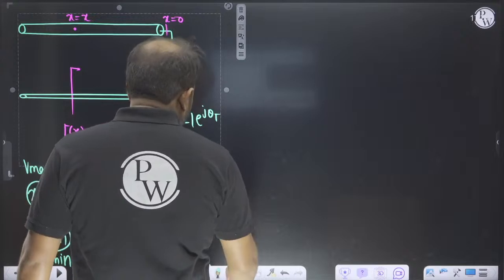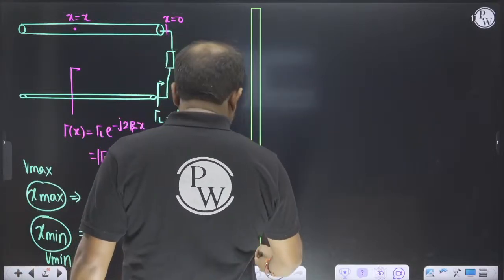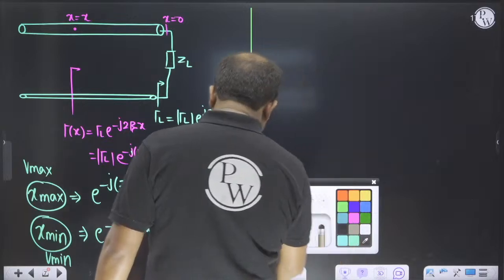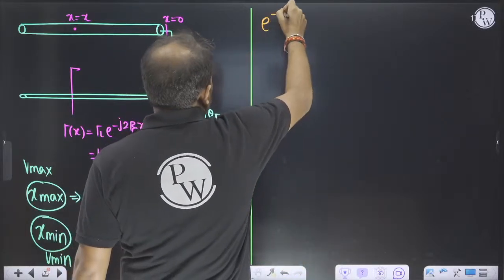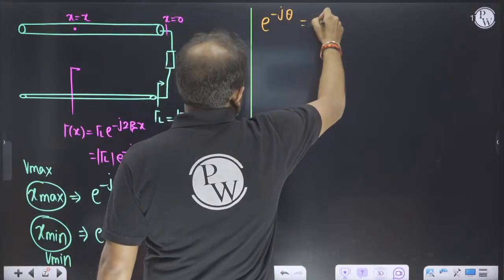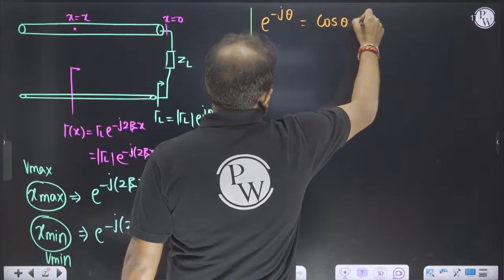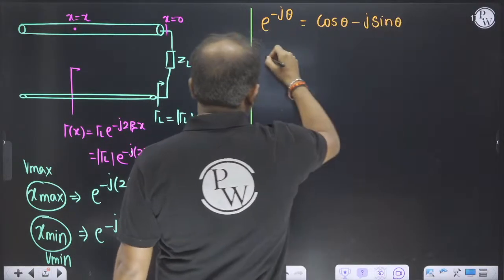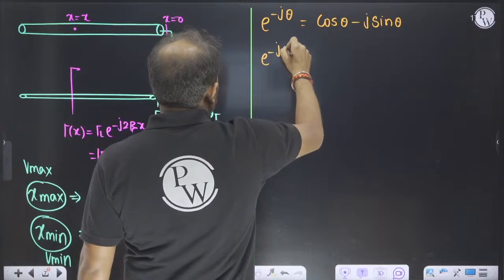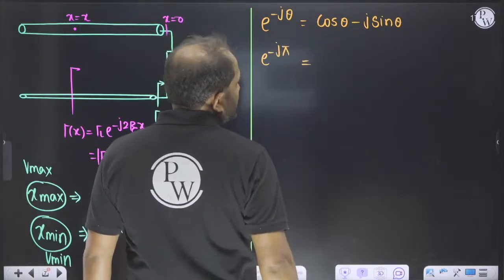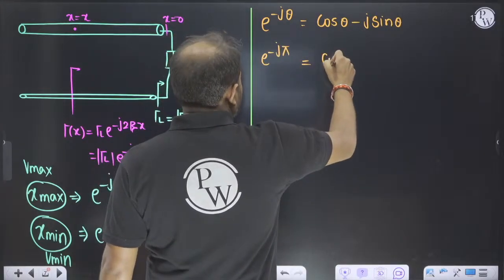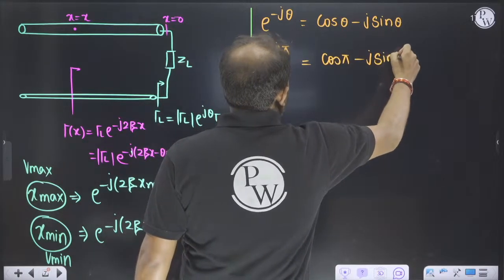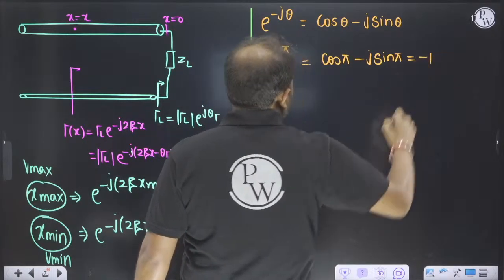So we will go for some analysis. What is the analysis here? What is e to the power minus j theta? You will say e to the power minus j theta is cos theta minus j sin theta. Then what is e to the power j pi? e to the power j pi is cos pi minus j sin pi. Cos pi is minus 1, so it will be minus 1.